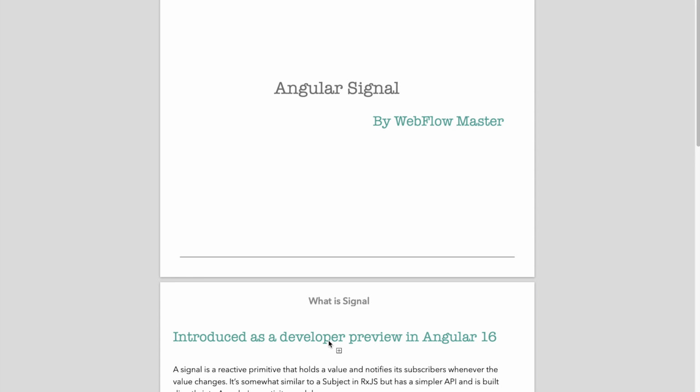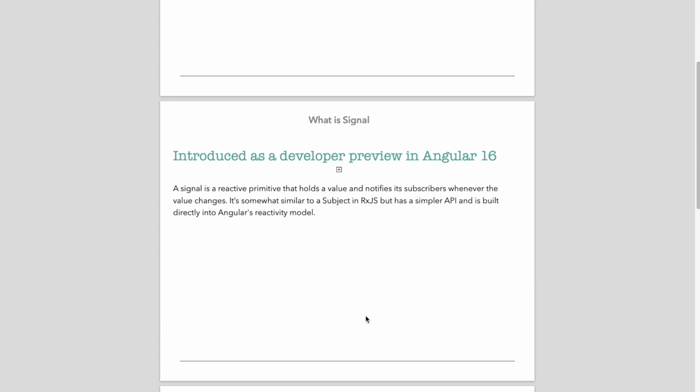Signals are a new feature introduced to enhance performance and improve the developer experience when dealing with state management in reactive applications. They also allow components and services to communicate in a more efficient and reactive manner. Signal was introduced in Angular 16 as a developer preview, and later, from Angular 17, it was officially released for general use.